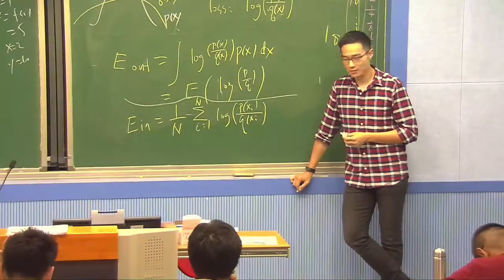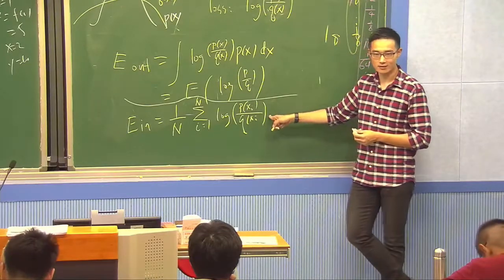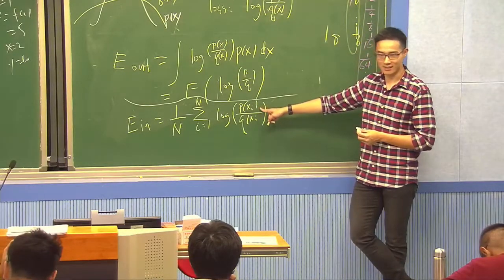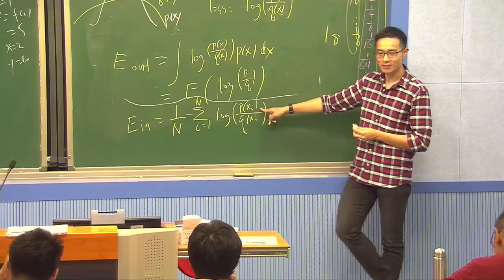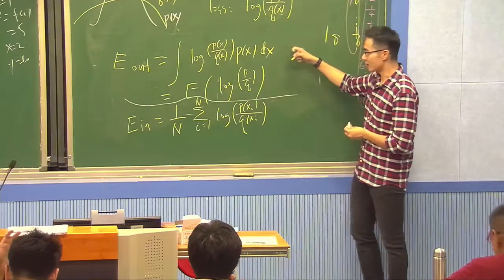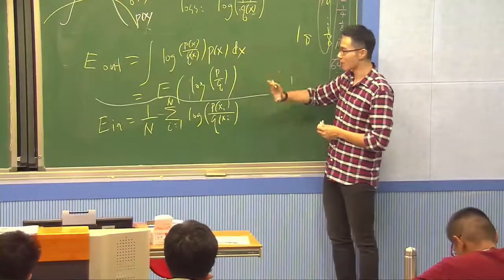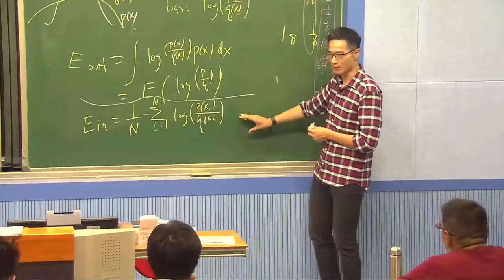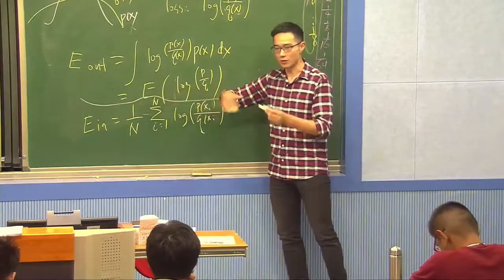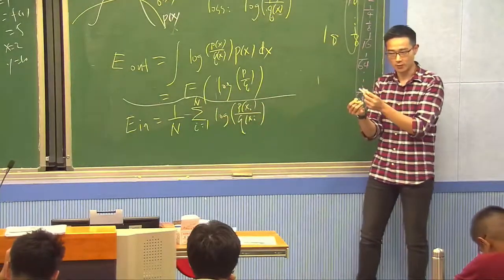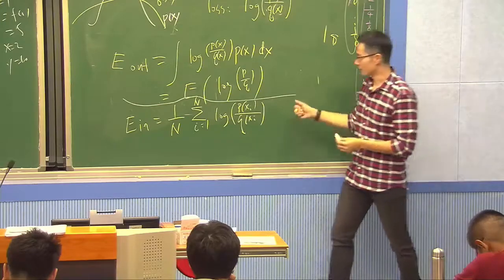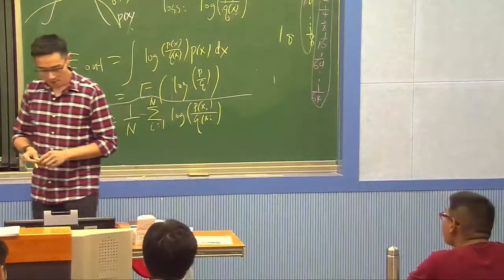Now, some people are going to ask, well, I cannot calculate this either because I never know p(xi). I will address this issue very soon. But you can see the first step is to understand out-of-sample error versus in-sample error. Out-of-sample error is the expectation under the underlying distribution. In-sample error is the average on our observed data points. That's KL divergence in-sample error.